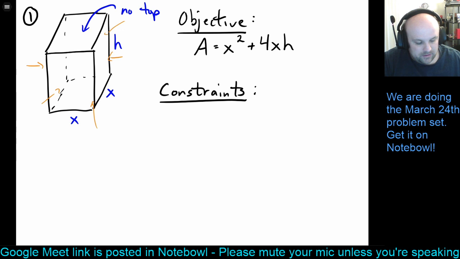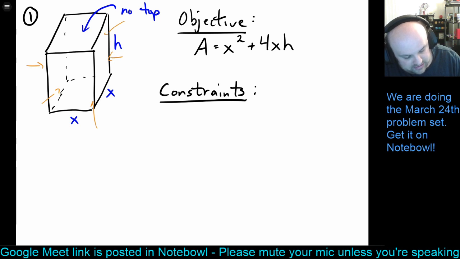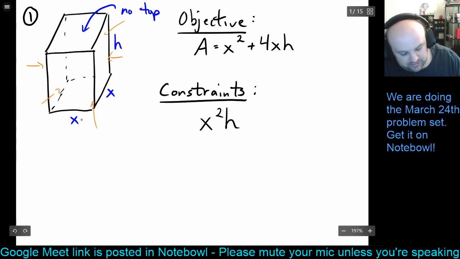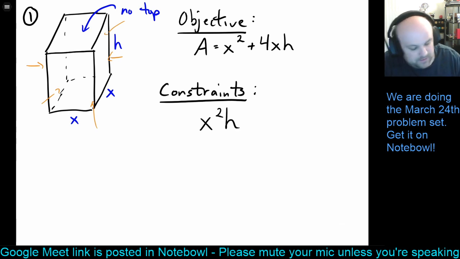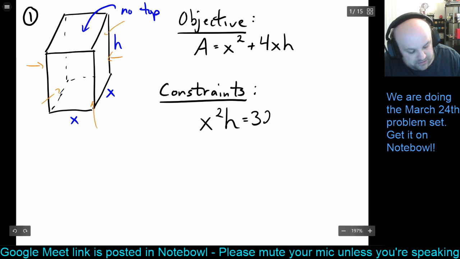All right. So now that I have the objective, what is the constraint? Well, the constraint is that this box must have a volume of 32,000 cubic centimeters. So that constraint then goes to say that we want the volume. So the volume of this thing is x squared h, right? Length times width times height. And this has to be 32,000.